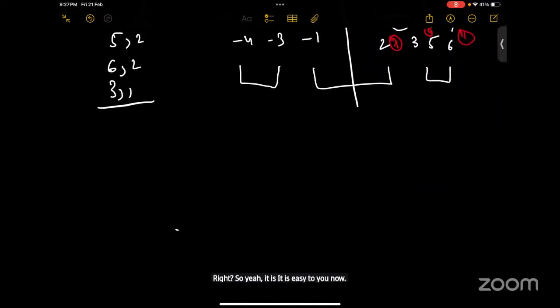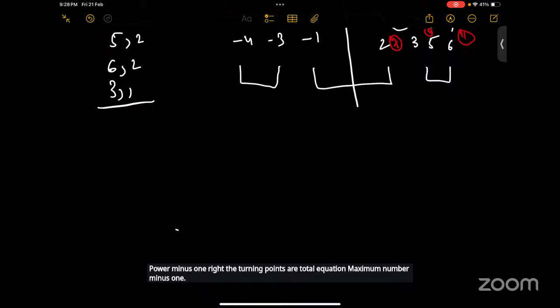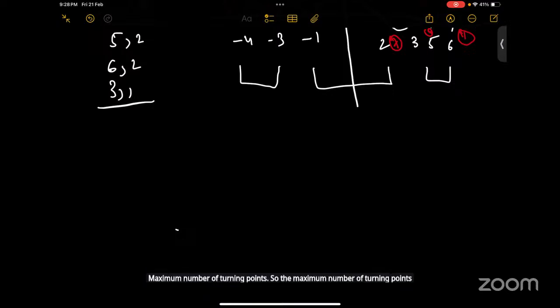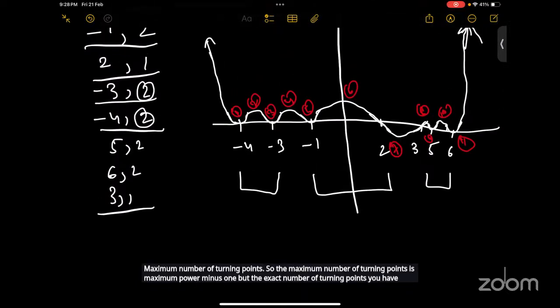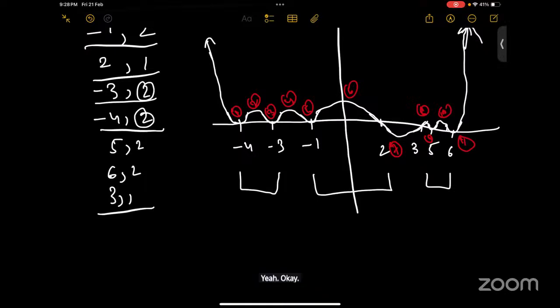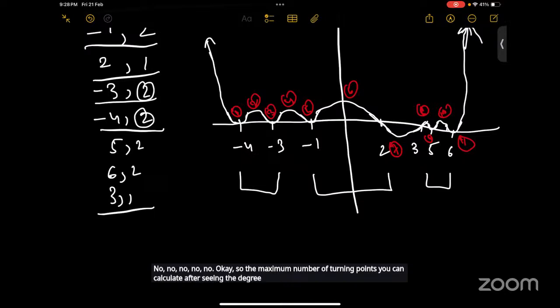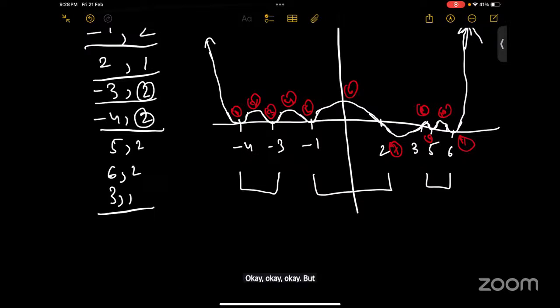Now the power minus 1, right? The turning points in the total equation. Maximum number of turning points: the maximum number of turning points is maximum power minus 1, but the exact number of turning points you have to check from the graph. So it is not exactly what has been calculated. No. So the maximum number of turning points you can calculate after seeing the degree of the polynomial. But the actual one, we have to draw the graph and count the number.